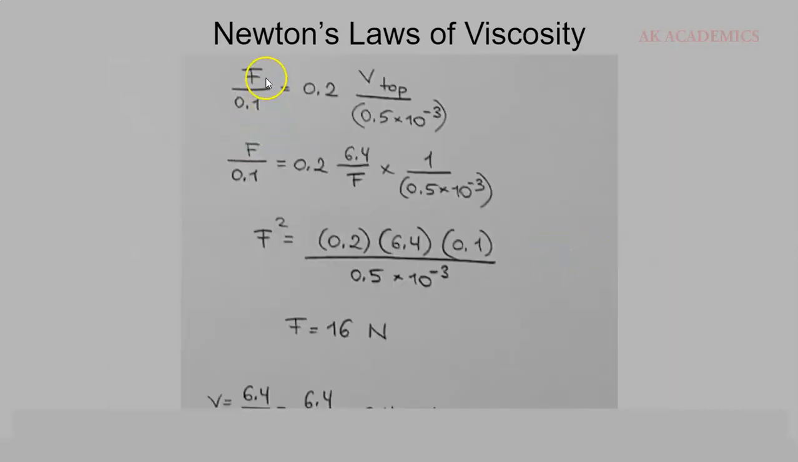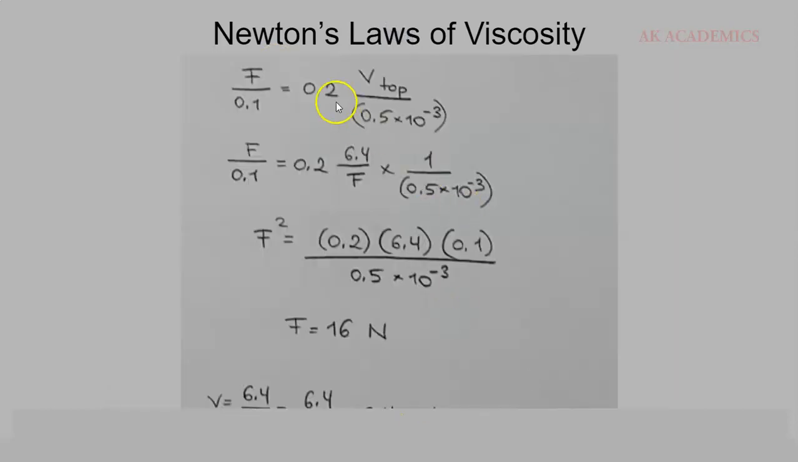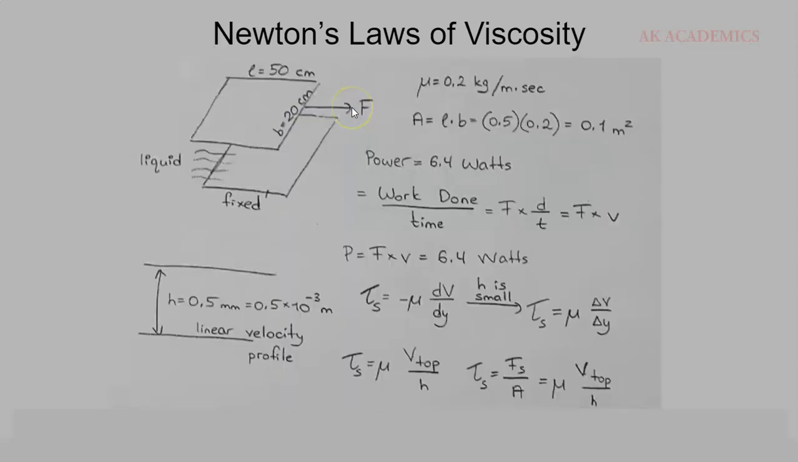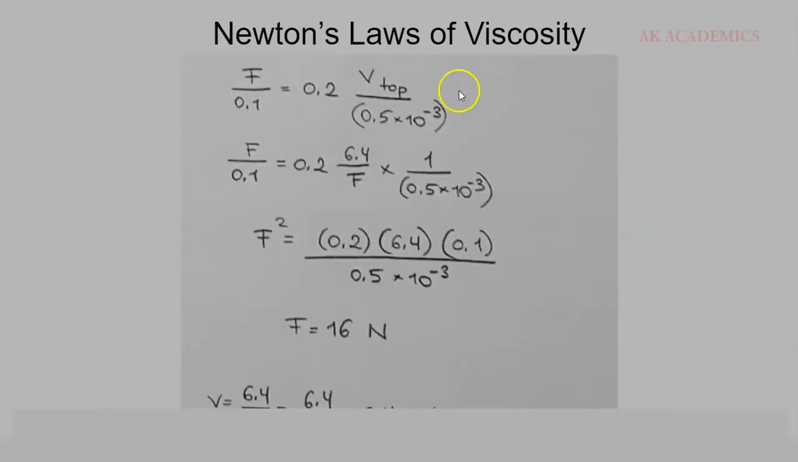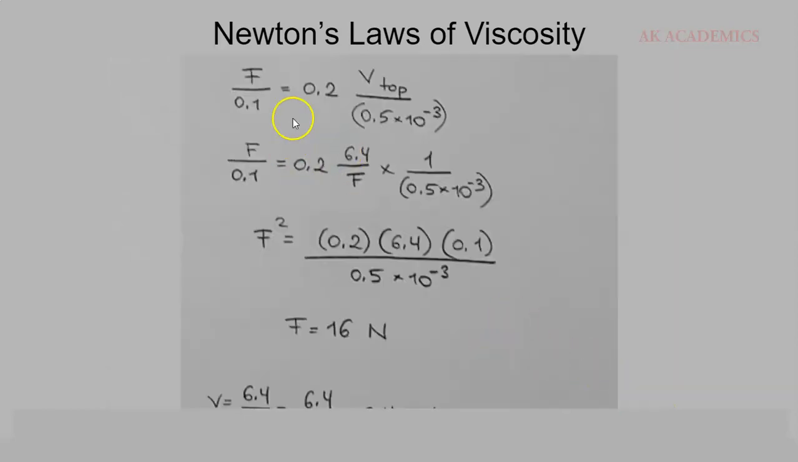All right, so we have F over 0.1, which is our area, equal to 0.2, which is our viscosity, and then we have our V top all divided by our H. Our H is 0.5 times 10 to the power minus 3 because we converted the millimeters to meters. From this first equation, we can say our V will be equal to 6.4 over F. So instead of writing V here, we write 6.4 over F here. So that's why we have 0.2 multiplied by 6.4 over F multiplied by 1 over 0.5 times 10 to the power minus 3.